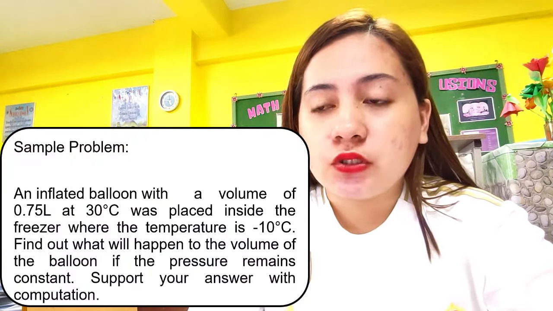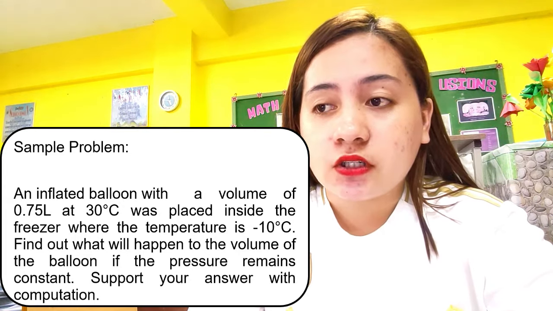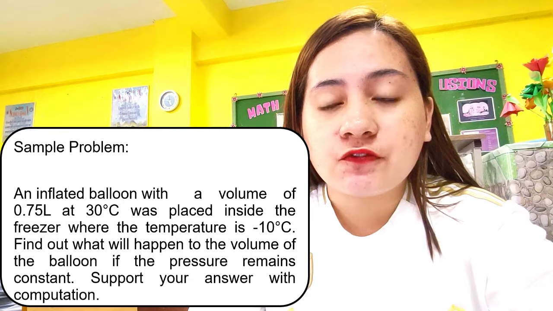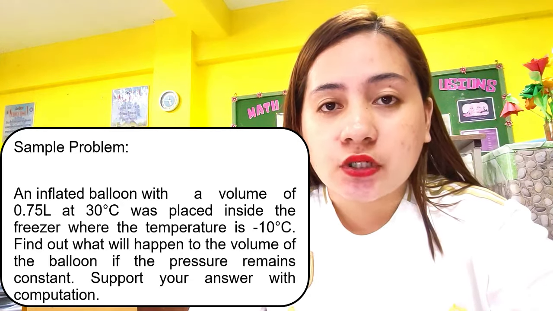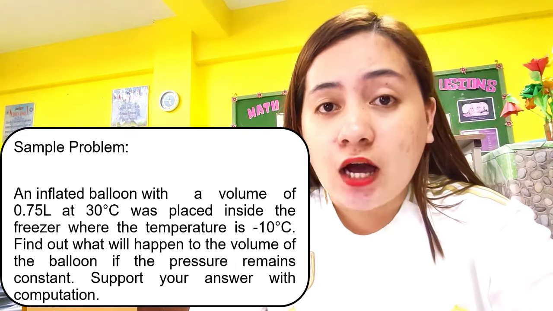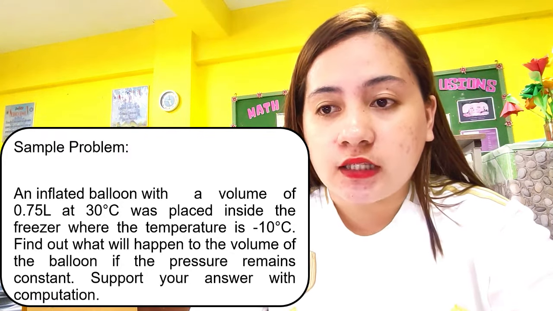Alright, so let us have a sample problem. So, babasahin ko muna yung sample problem na meron tayo dito. Okay? An inflated balloon with a volume of 0.75 liter at 30 degrees Celsius was placed inside the freezer, where the temperature is negative 10 degrees Celsius. Find out what will happen to the volume of the balloon if the pressure remains constant.